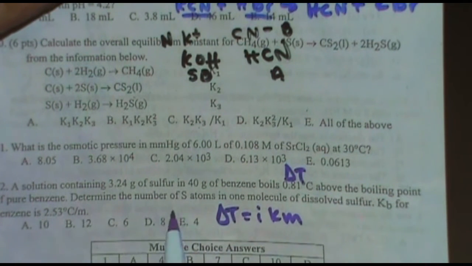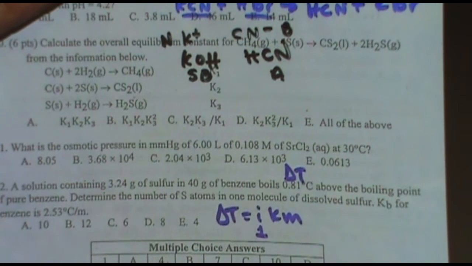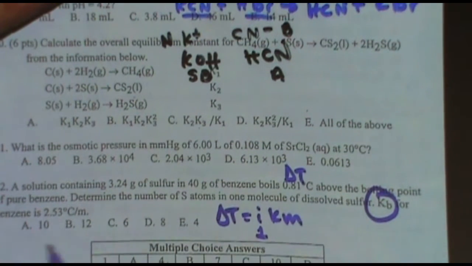It looks like these are all molecular compounds. Sulfur, benzene, etc. They're all nonmetals. Probably i is going to be 1. That's going to be a great guess. K is right here. It's given. For benzene, that's the solvent. That's what it should be.